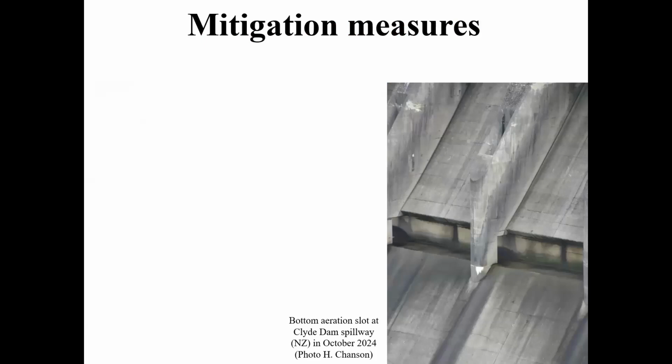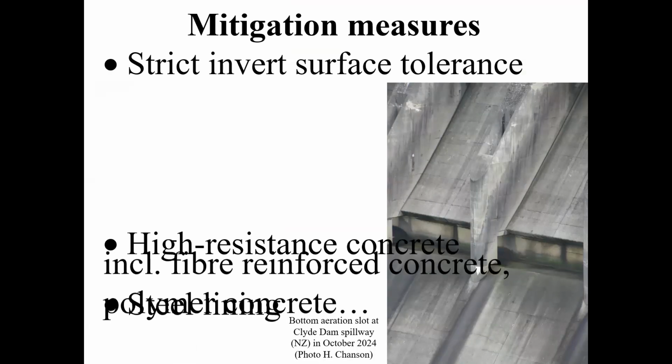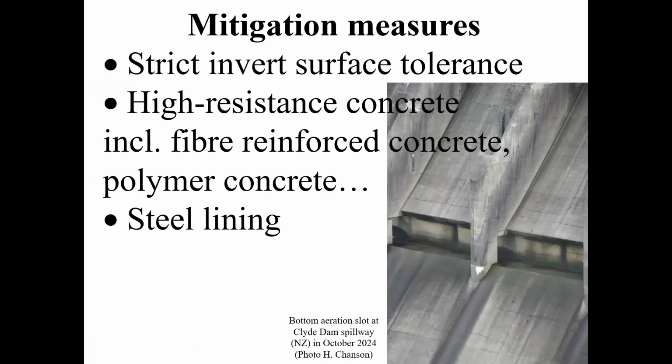Mitigation measures may include very strict invert surface tolerance, but there are some limitations. The use of high resistance concrete, including fiber reinforced concrete and polymer concrete, or the use of steel lining. But by far, the most reliable mitigation measure is the aeration of the flow.